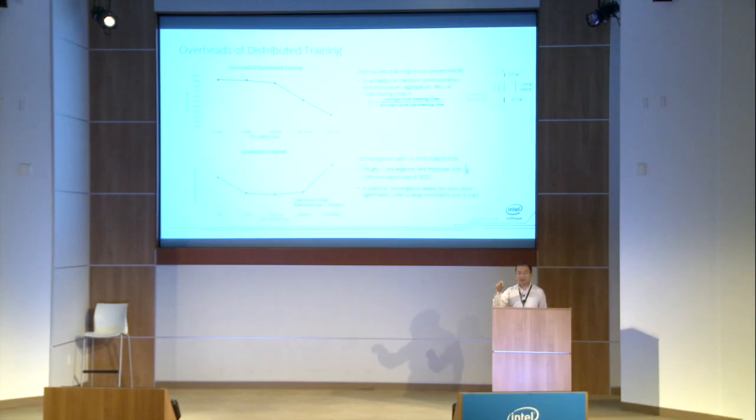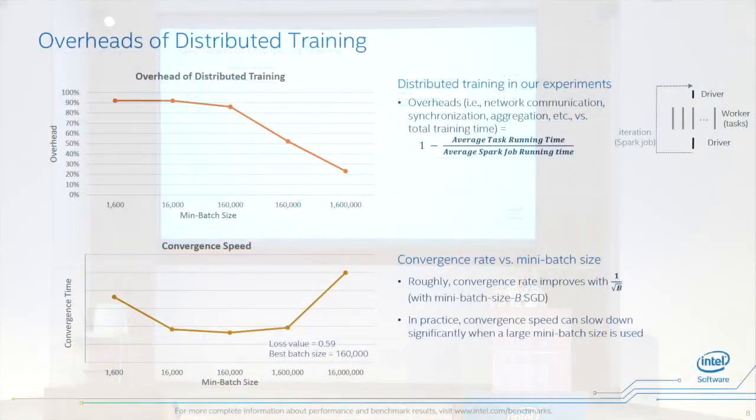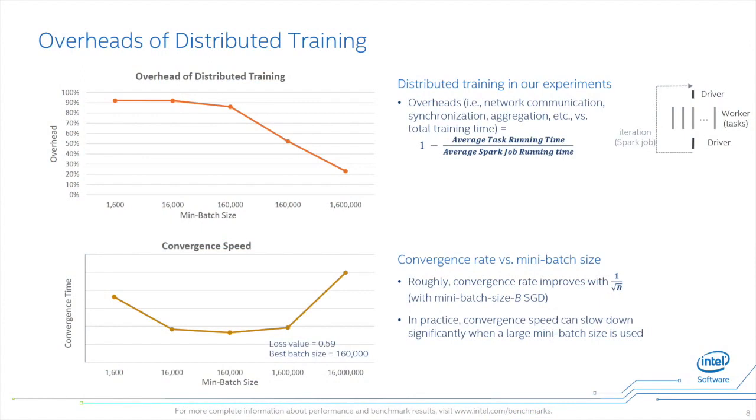We structure the program so that it only runs one batch of tasks, so all the tasks are launched at the beginning of the job. When the tasks finish, we do a simple reduce to get the gradient from each task, aggregate it, and then update on the driver. We try to understand what the overhead is, which is essentially the network communication, the synchronization, the aggregation, everything that is needed outside the computation of the task. This is how we compute the overhead. The average Spark job running time is the average job running time for each iteration, and the average task running time is the period where the task goes through all the sampled training data and computes the local gradient.